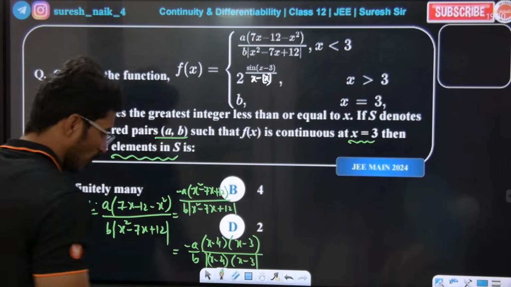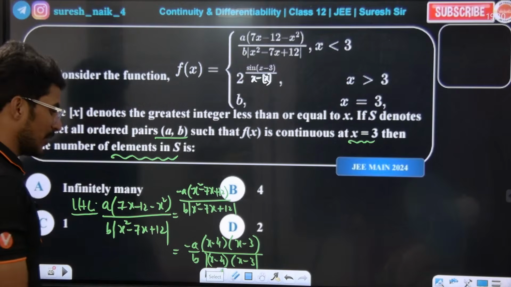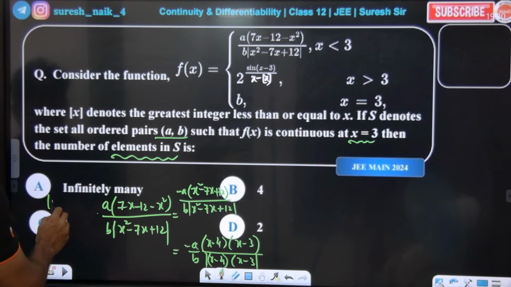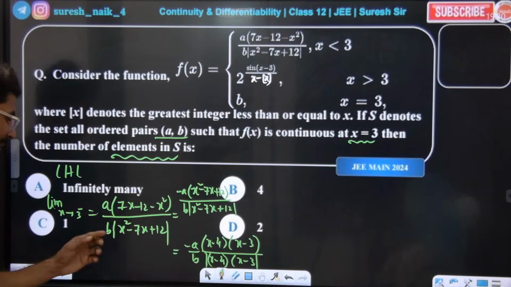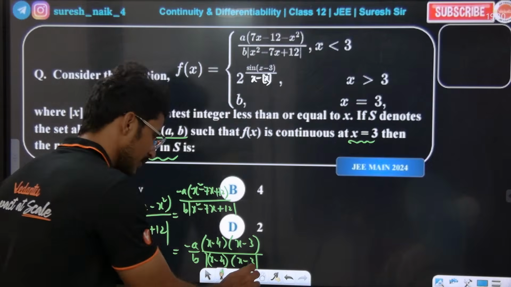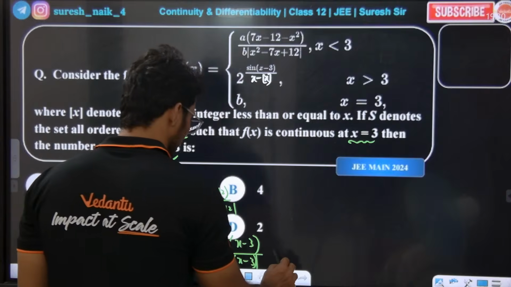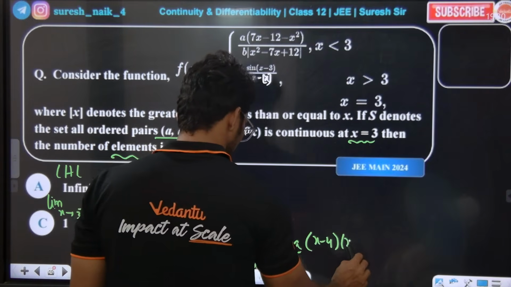Now the modulus: should I open it with positive or negative? How will we know? They are talking about LHL. LHL means limit x tending towards 3 minus. 3 minus is nothing but slightly less than 3. If you take slightly less than 3, this will be opening with negative, this is negative. Negative, negative, positive. So the modulus will be opening with positive.